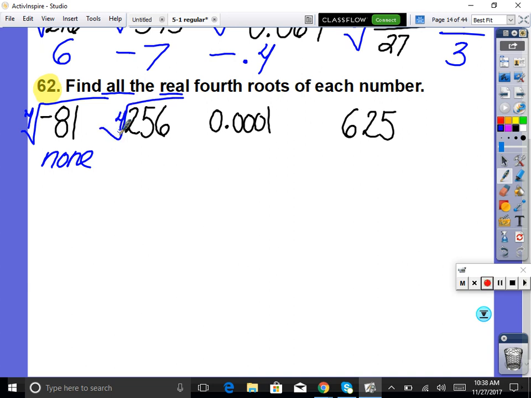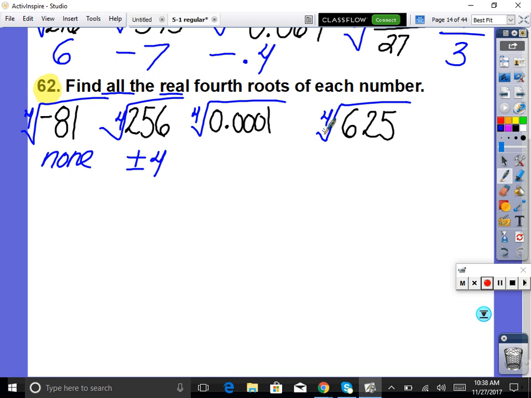So the fourth root of 256, yep, and we need plus or minus, because technically 4 to the fourth and negative 4 to the fourth is 256. Hit 4, then math, then down to the x root. Fourth root, go for it.